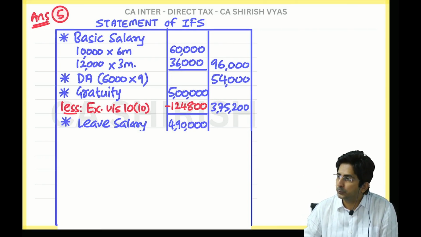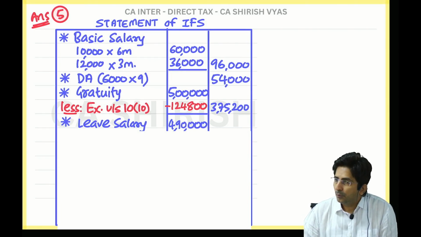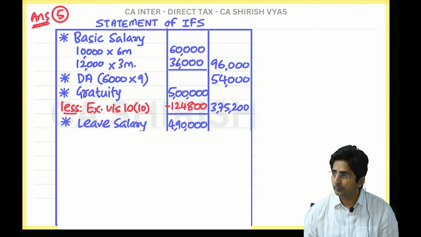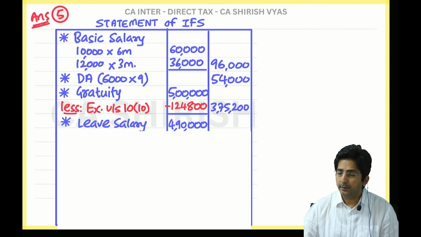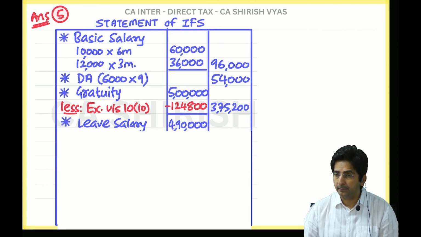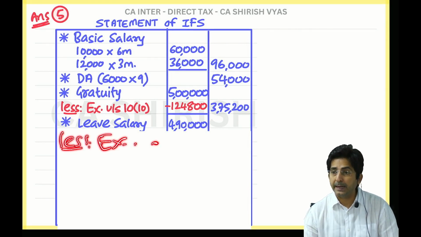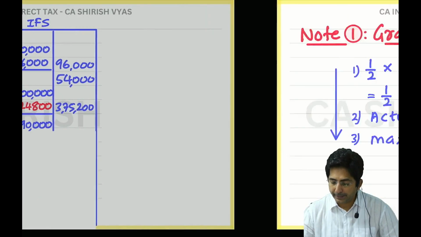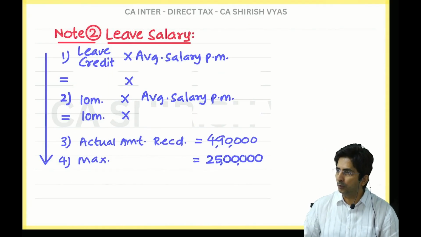At least you write this one, leave salary 4,90,000 inner column, less exempt under section what? 10(10AA). 10(10AA), right, like that. Exempt under section 10(10AA). In bracket you will write note number. Note 1 was for gratuity. Okay, now stop writing. See, this is note number 2.